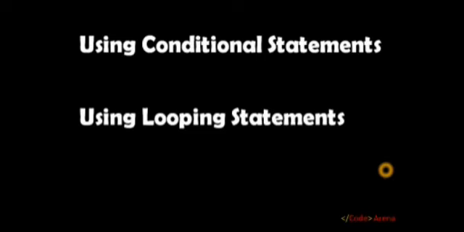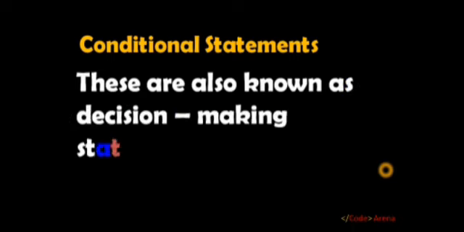Now, the conditional statements are also known as decision making statements. Like I said before, using conditional statements, we are trying to make our program make decisions. We are trying to let our program make decisions on their own. This is one of the basics of artificial intelligence, having a program that can reason, having a program that can actually think. The process of a program thinking or reasoning is making use of conditional statements.